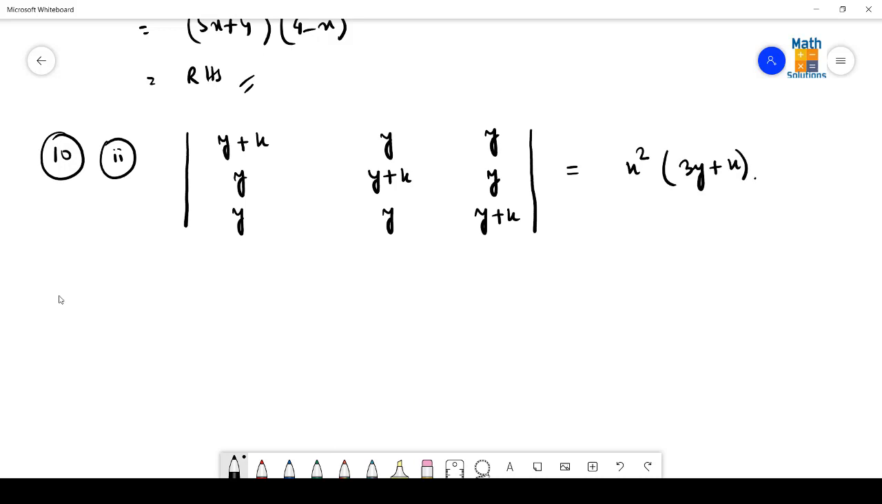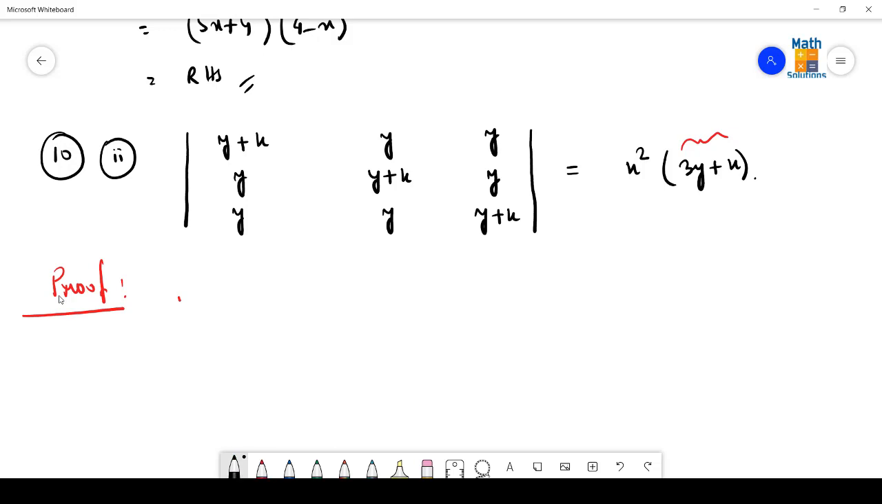To get this result on the right hand side, we find that there is a term thrice y plus k. Thrice y plus k can be obtained if, like in the previous sum, I replace R1 by R1 plus R2 plus R3. So let us proceed with that. This is the proof part.